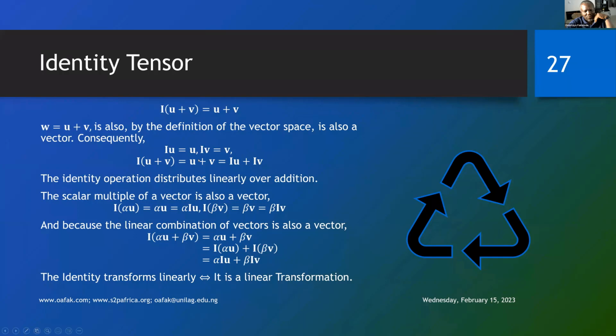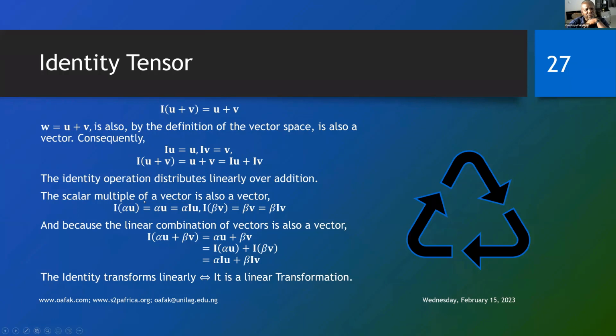So far, so good. But this equality is coming from the nature of the identity itself. U and IU are the same. V and IV are the same. So U plus V is the same thing as IU plus IV. The identity operation distributes linearly over addition.